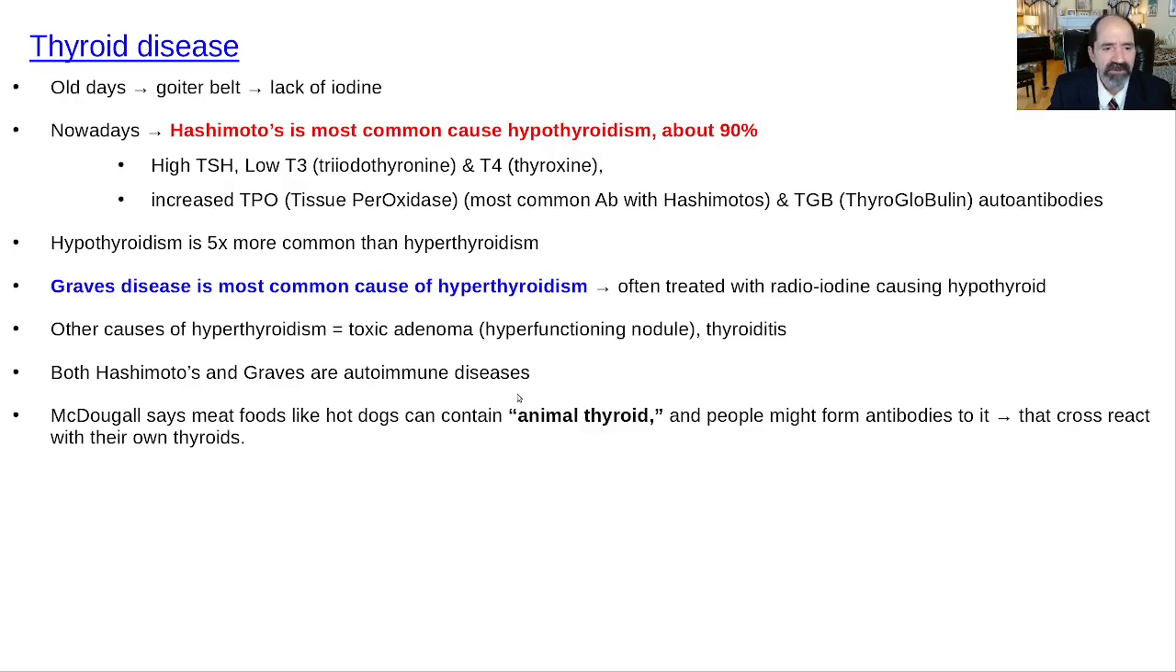McDougall says he believes that in some of the meat foods, like a hot dog, they just grind up the animal like in a blender, and it contains pieces of thyroid proteins, and the person forms autoantibodies to that when they've got leaky gut, and then those antibodies to the animal thyroid cross-react to your own thyroid.